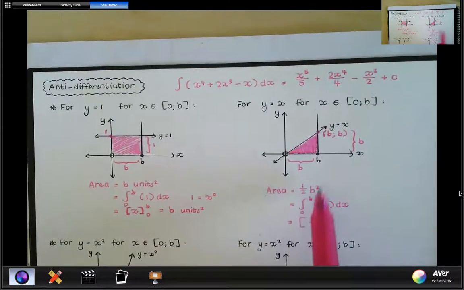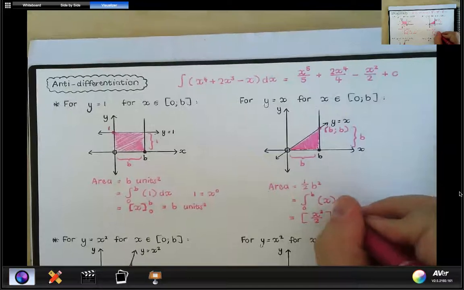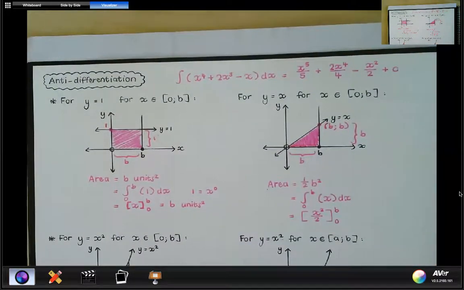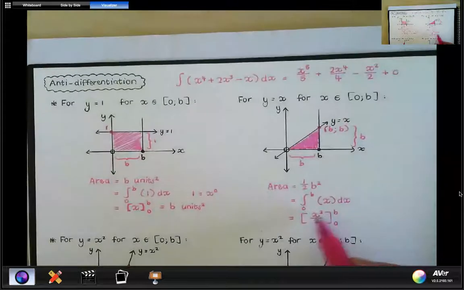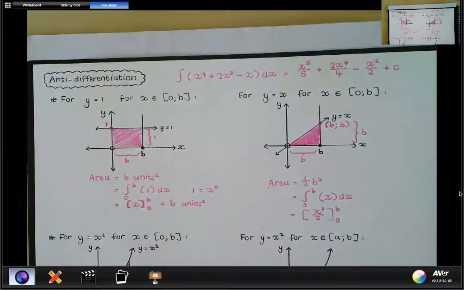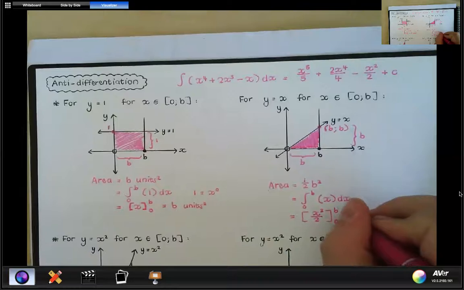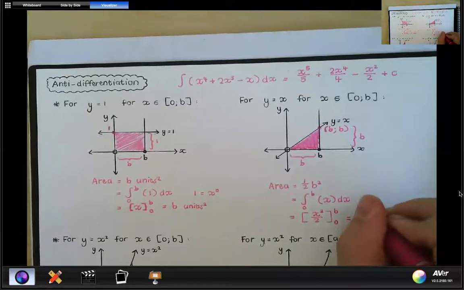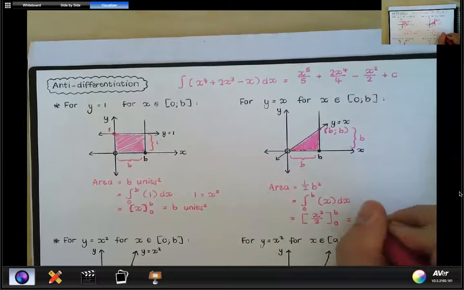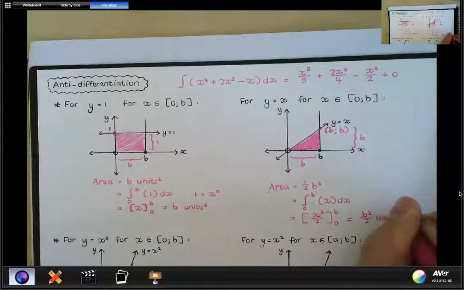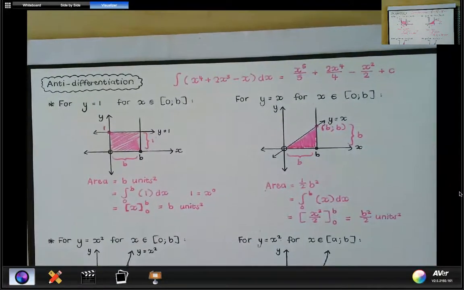Right? But we want to get to a half b squared. So again, we're going to have to sub in that b, we're going to have to sub in that 0. Okay, if we're subbing in b for x here, we're going to get b squared over 2. If we're subbing in 0 for x, we're just going to get 0. Alright, so here we're going to have b squared over 2, which is the same as a half b squared. Okay.